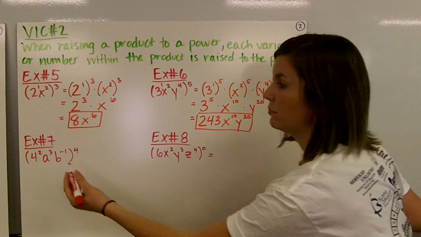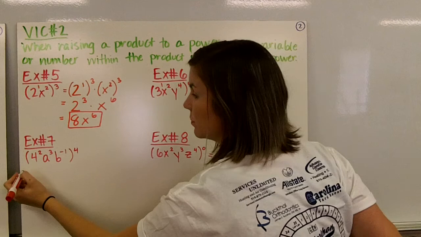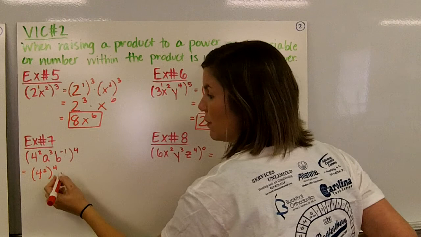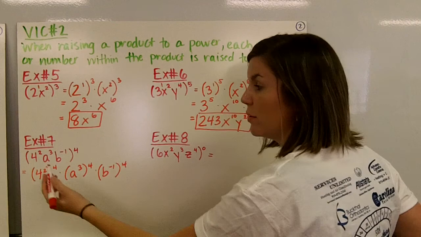Example number 7. 4 to the second power times a to the third times b to the negative first, all raised to the fourth power. So 4 to the second power is raised to the fourth power times a to the third power raised to the fourth power times b to the negative first power raised to the fourth power. You see how there's three things inside and they all are raised to the fourth power.